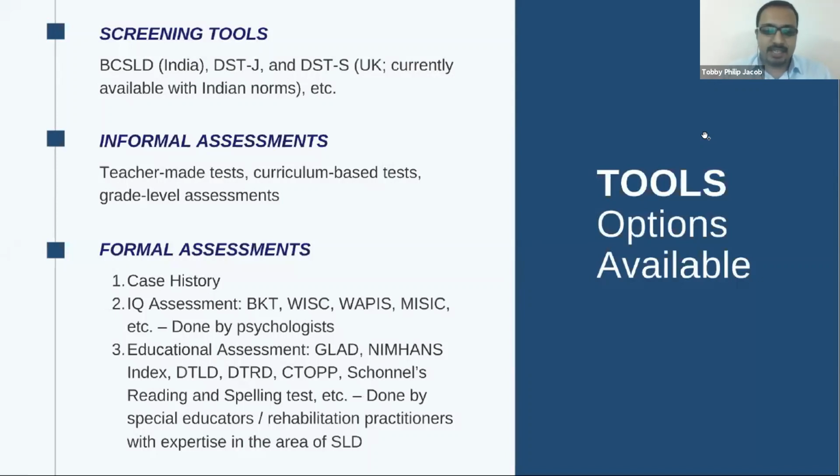Then there's the NIMHANS Index for assessment of children with specific learning disorders. There's a DTLD, the Diagnostic Tool for Learning Disorders. Then comes DTRD, the Diagnostic Test of Reading Disorders. Then CTOP is there, the Comprehensive Test of Phonological Processing. There's Schonell's Reading and Spelling Test, etc. These are supposed to be done by special educators or rehabilitation practitioners with expertise in the area of specific learning disorders.